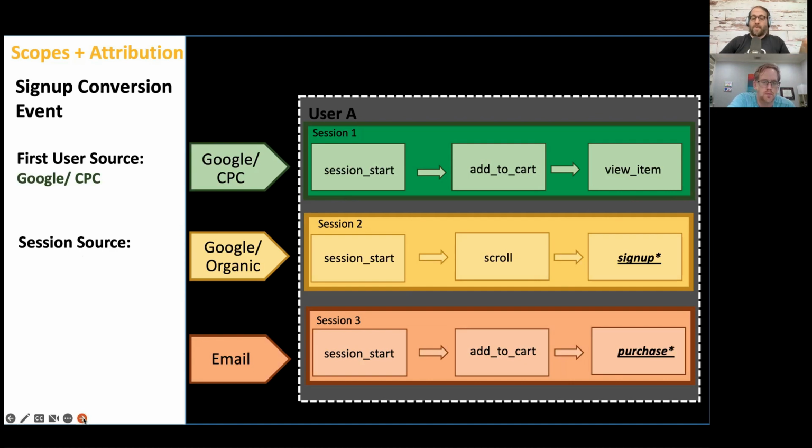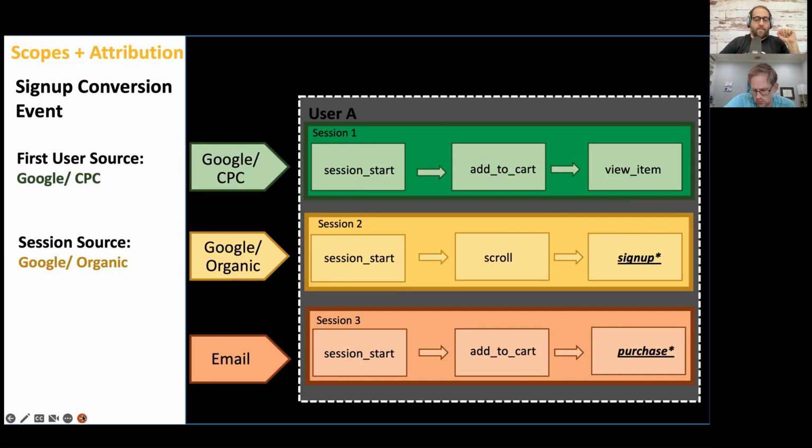Now for session, now we're zooming in a little more. Okay, looking at this session, who should get the credit? Is it going to be ads, organic, email? And you guessed it right. It's going to be Google Organic, because remember, session source is last click. It's the last thing they did before this session where they actually went ahead and clicked the sign up.